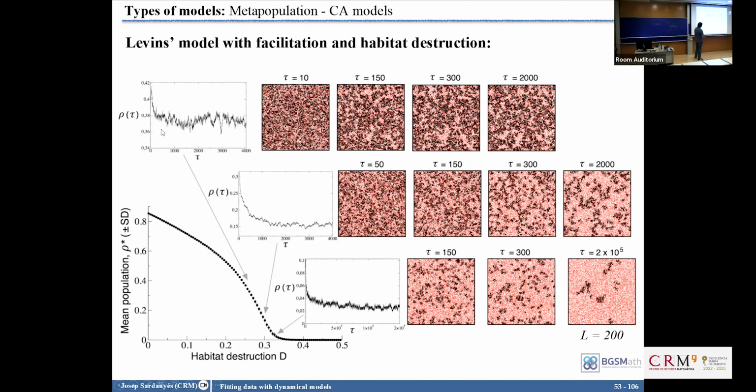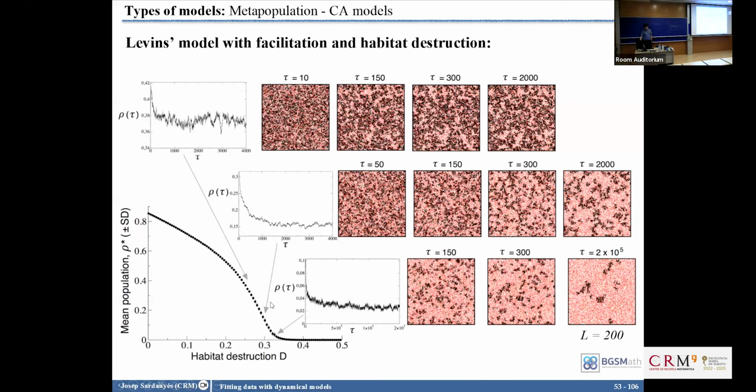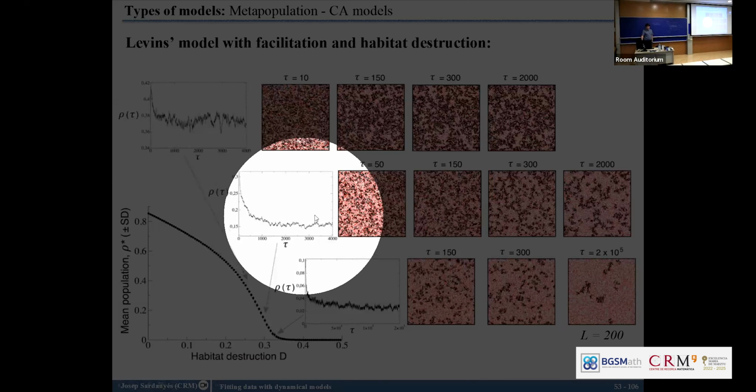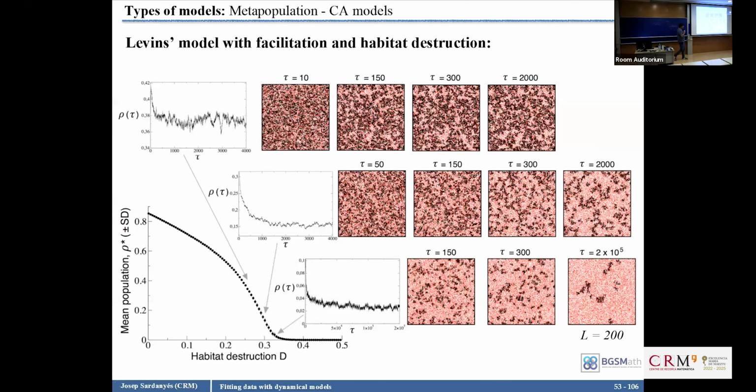So if I increase the fraction of habitat destruction to 0.3, the population diminishes. Here it gets stationary at 0.38, here 0.35. You can see that the patterns change and there are more holes. Here I have to say that the empty sites I should set at the beginning. This is a cellular automaton with 3 states: occupied, empty, and destroyed. Destroyed is in red, empty is in white, and occupied is in black.